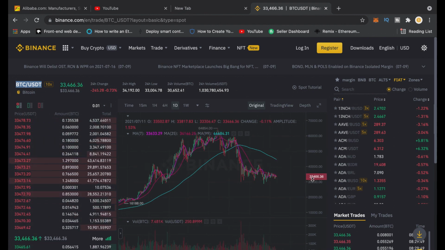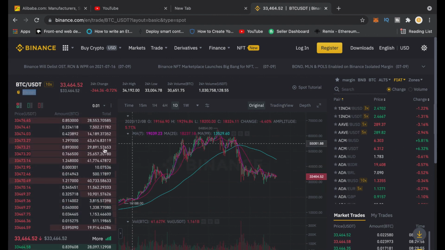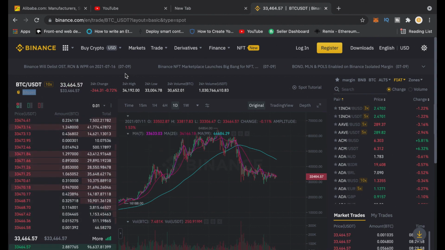If you look at the price here, then compare the price here, you see that it's the same thing. That's what the price is right now. So also you can see here the highest it has done within the last 24 hours, as well as the lowest recorded price.